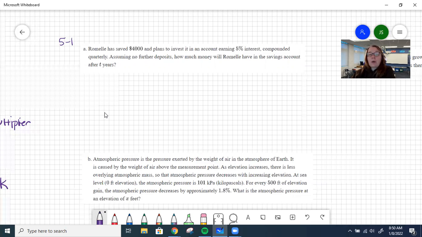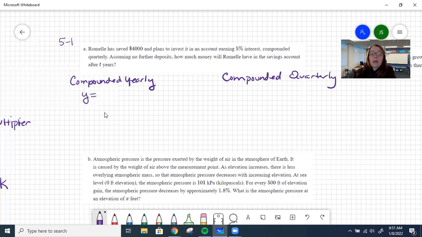Okay, so this talks about compounding quarterly. So let's first actually think about this. If it just said compounded yearly, and then we'll talk about how that changes if it's compounded quarterly. But it might help to think of it first a little bit in a more simple situation. Okay, so if it was just compounded yearly and we're thinking about y equals a times b to the x, it starts with 4,000. So that would be our a value.